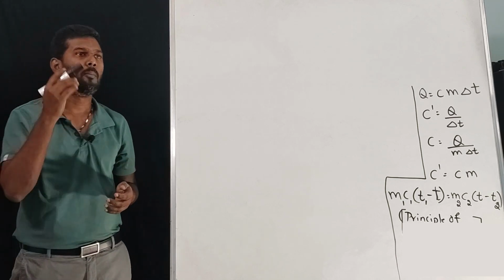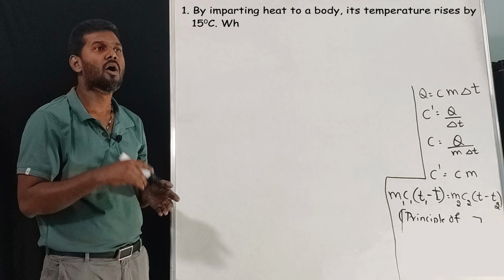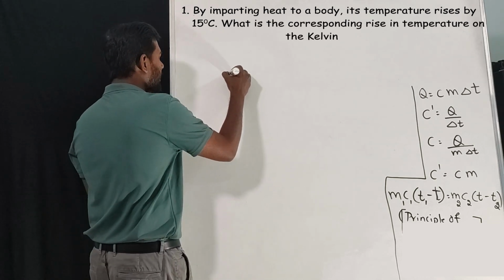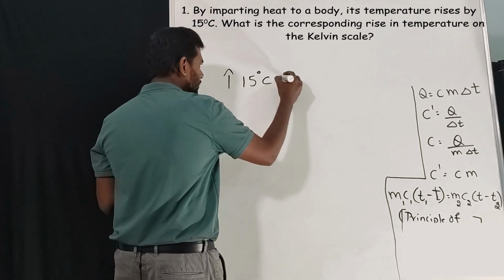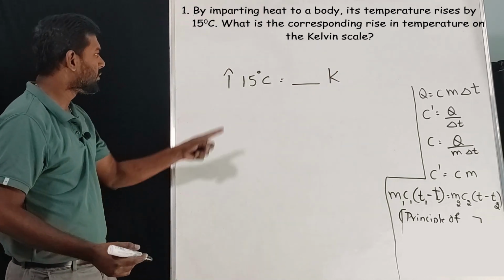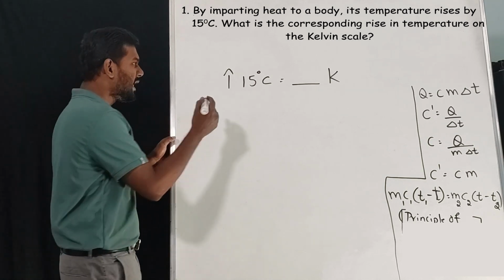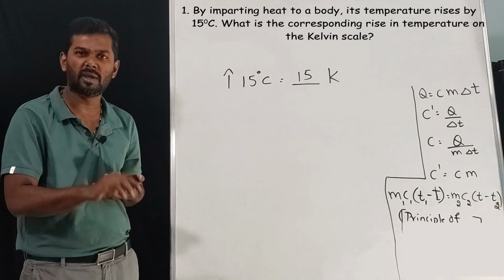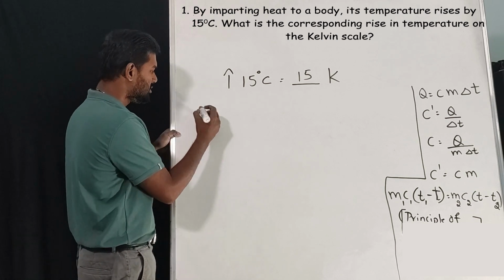Our first question: by imparting heat to a body, its temperature rises by 15 degrees Celsius. What is the corresponding rise in temperature on the Kelvin scale? See, if you increase the temperature of a body by 15 degree Celsius, how much increase will be there in Kelvin? If you are thinking 273 plus 15, then it is completely wrong. Why? Because the answer is 15 only. This we have discussed in the beginning of this video only, during the units and conversions. Listen, I will explain here also.